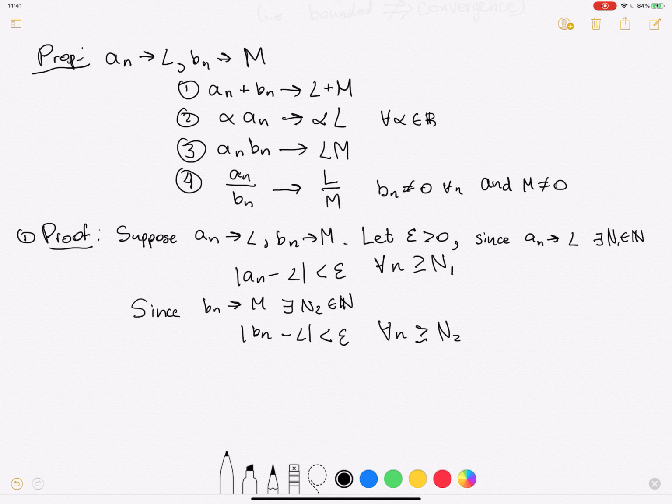Now, because epsilon is a positive number, epsilon over 2 is also a positive number, so there's also an N_1 that satisfies it for this value and for this value. So the N_1 is now changed, but everything else remains the same.